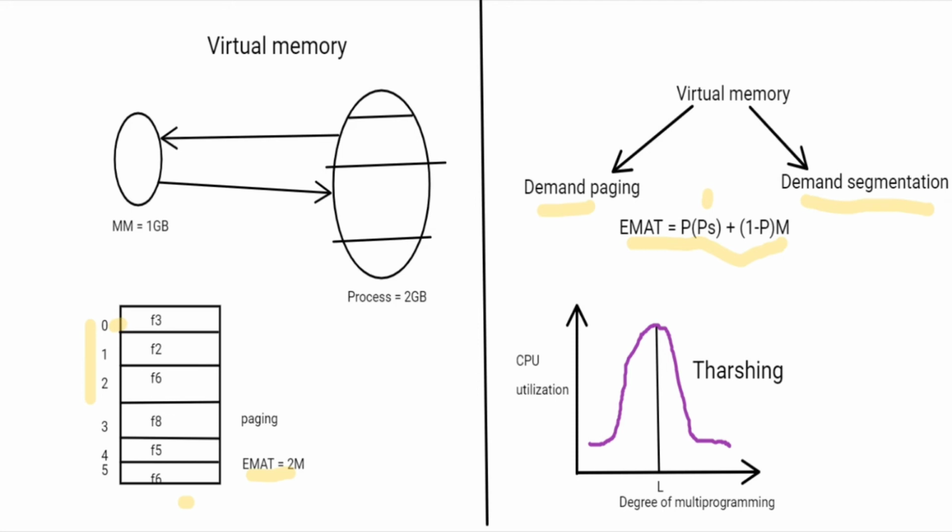Now let's see what the advantages and disadvantages of virtual memory are. Virtual memory has quite a few advantages. Even though the size of a process is greater than the main memory, it can be executed. This is one of the major advantages of virtual memory. The disadvantage is that it requires a lot of time, because we are dealing with the secondary memory and hard disk.